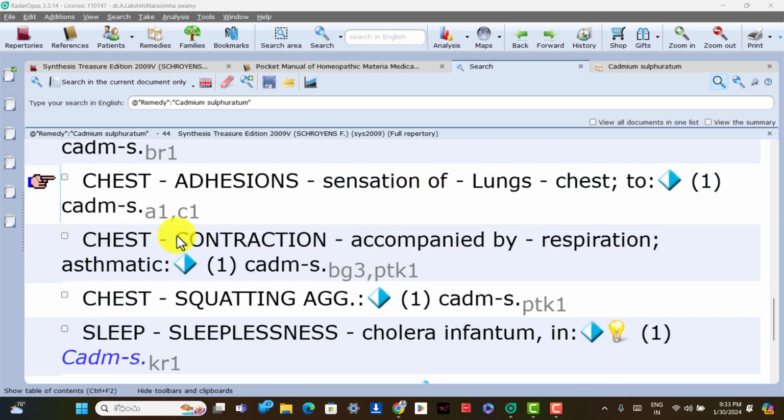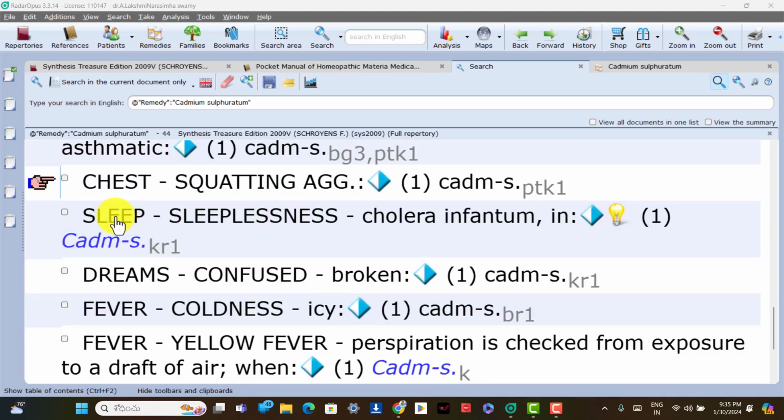Chest contraction accompanied by respiration, asthmatic is present, think Cadmium sulph. Chest scratching aggravation, think Cadmium sulph. Sleep symptoms of Cadmium sulph. Sleeplessness in cholera infantum is present, think Cadmium sulph. Dreams symptoms, only one is present. Dreams confused, broken is present, think Cadmium sulph.